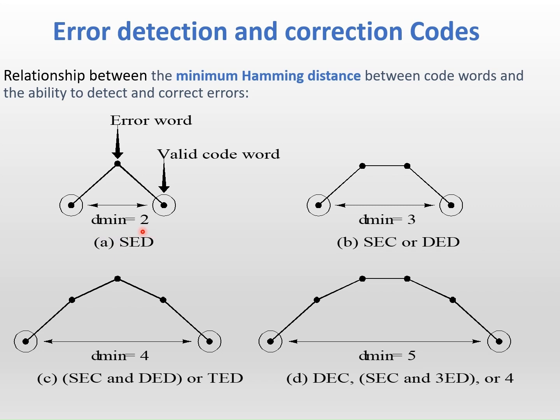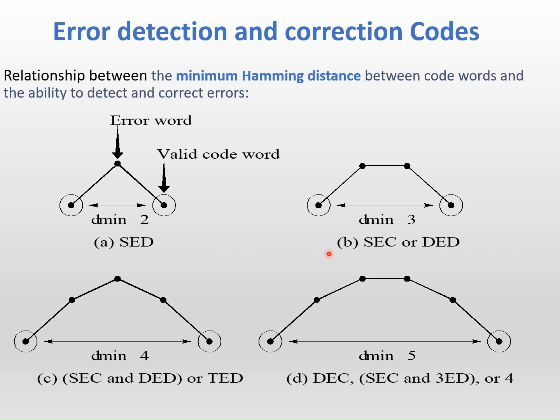With the d minimum 2, because from here you are going to the error word and from the error word you can get to here, d minimum is 2 between the two valid code words. So if the error is here, which is equal distance from two code words, it's not possible to correct the error, because either this code word may have changed or this one, but you can detect that there is an error.